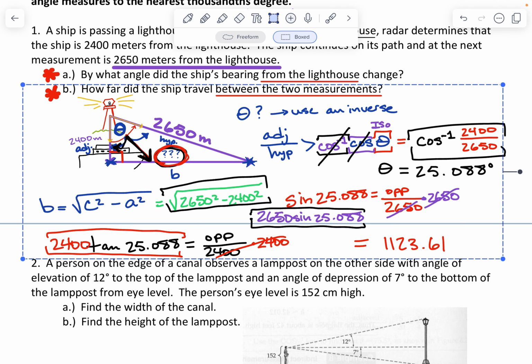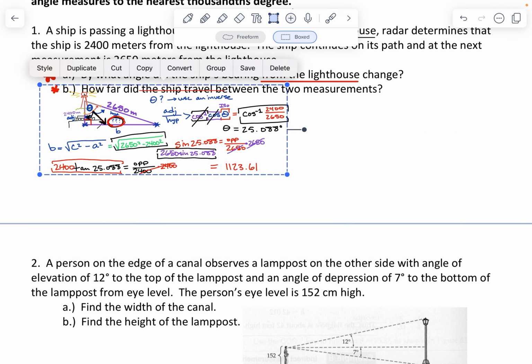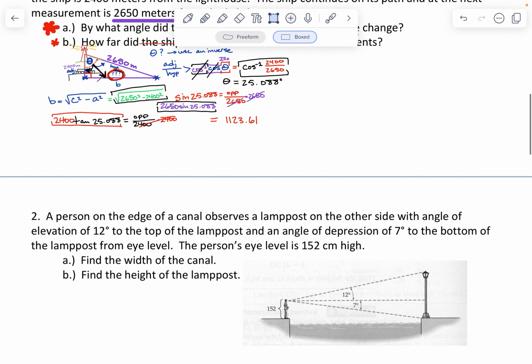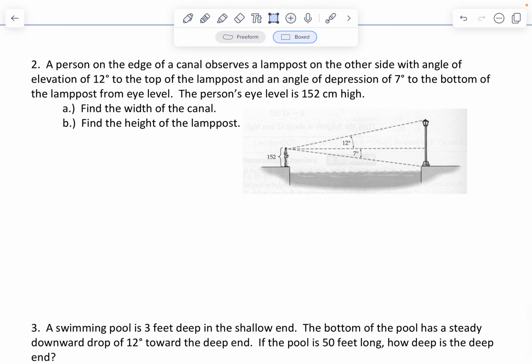I'm going to shrink this just so it's not all over the screen in my next one. All right. Question 2 says, a person on the edge of a canal observes a lamppost on the other side, with an angle of elevation of 12 to the top and an angle of depression of 7 to the bottom. The person's eye level is 152 centimeters high.